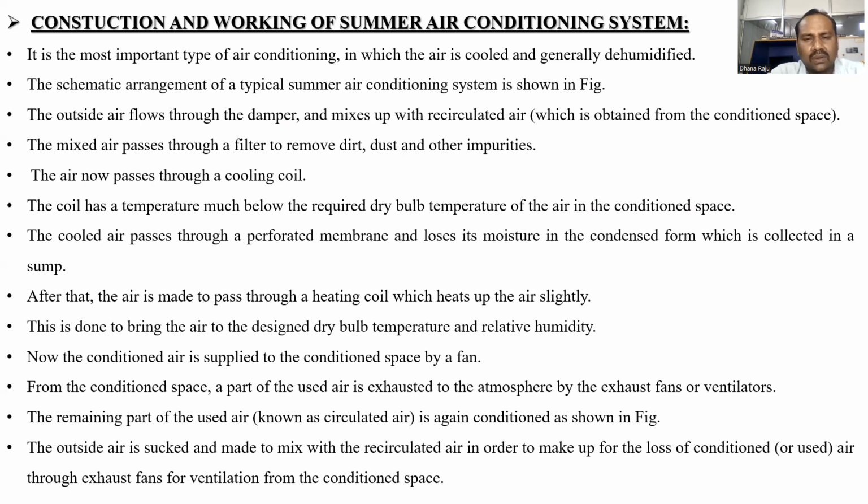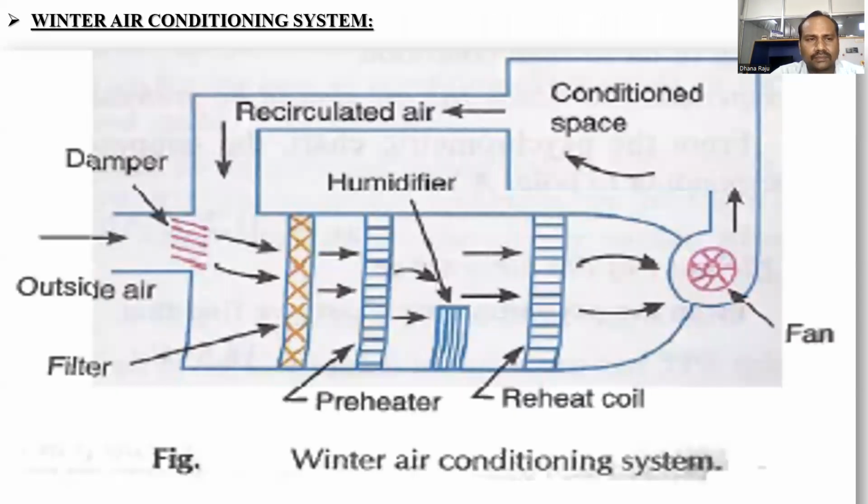If the temperature of air is lower than the design temperature, then with the help of the reheating coil, we need to heat the air so that it reaches the design temperature. Once the conditioned air is as per the design conditions, then by using a fan, it is circulated in the air conditioned space. So part of the air is removed to the atmosphere through exhaust fan or ventilators. The remaining will be recirculated for the next cycle. So outside air is always taken and mixed with recirculated air, and it is further conditioned for producing conditioned air for the conditioned space.